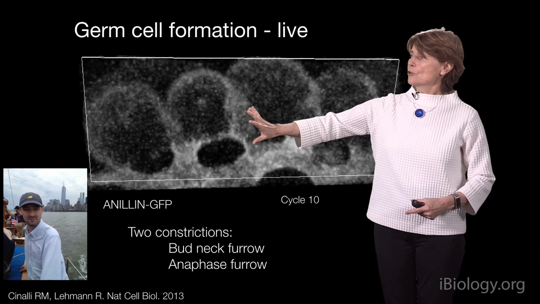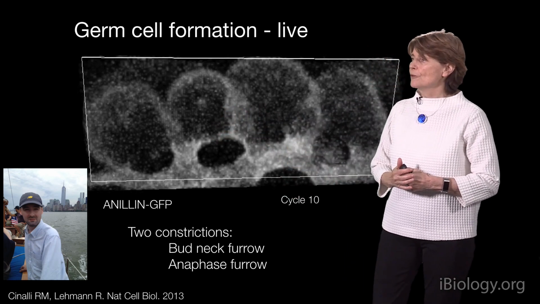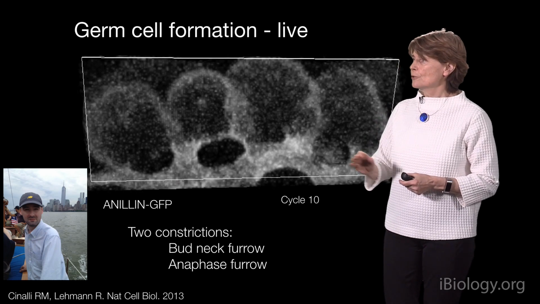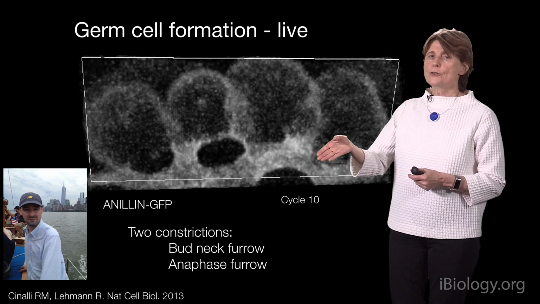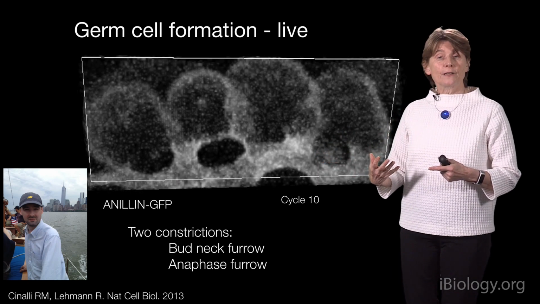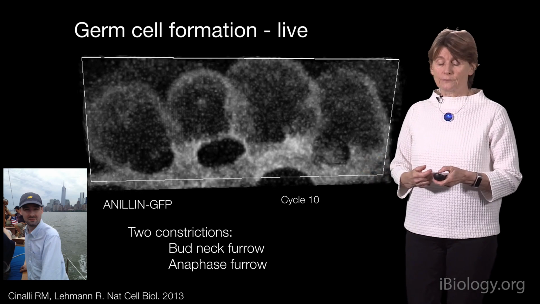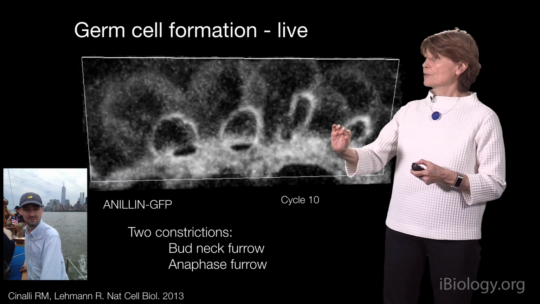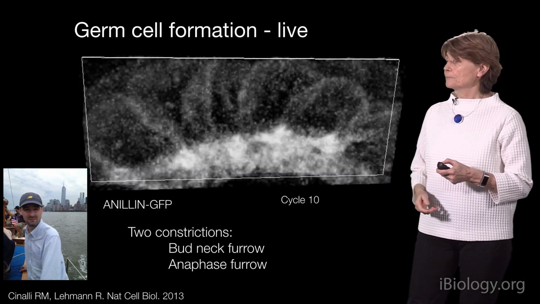And then the germ cells will be forming over there. But that is only one of the constrictions which are occurring. When you see the movie, you will also see a constriction which is orthogonal, which is an anaphase constriction, which leads to cell division. So now I'm going to show you the movie. So here you see the constriction and then the anaphase furrow.